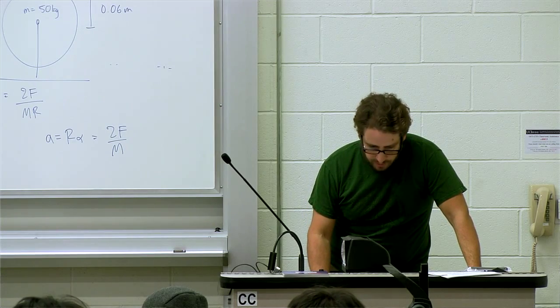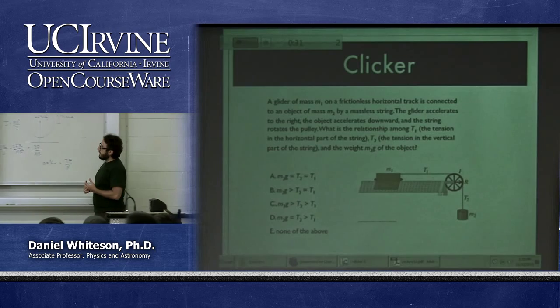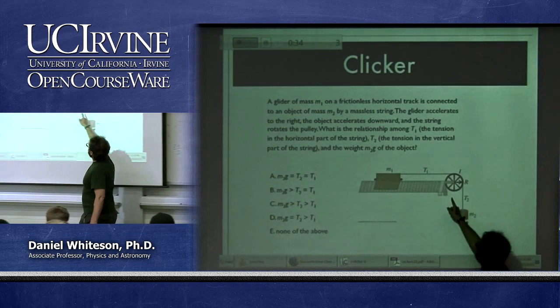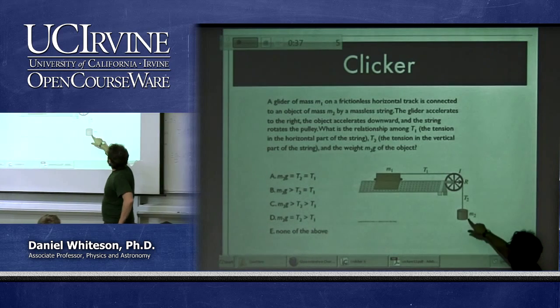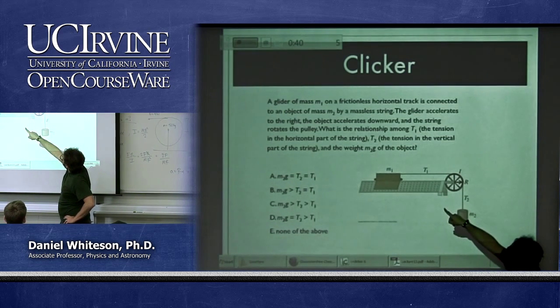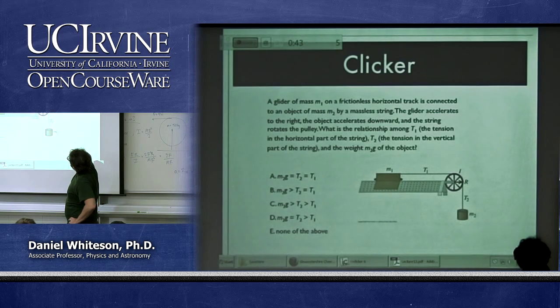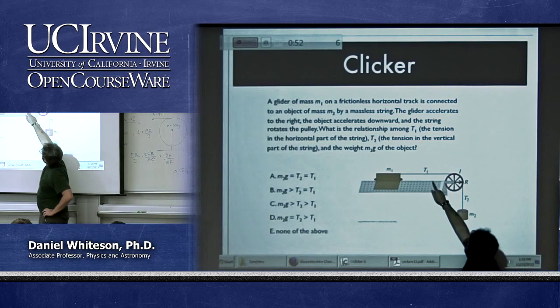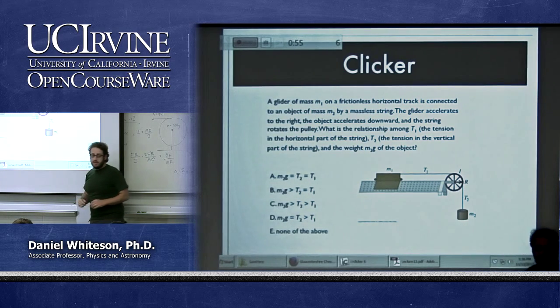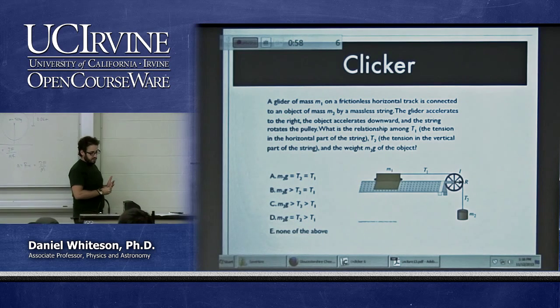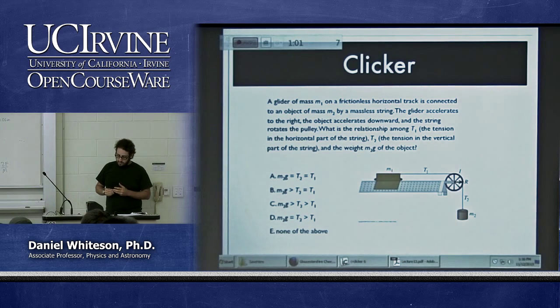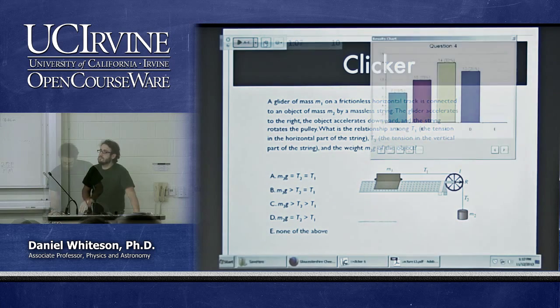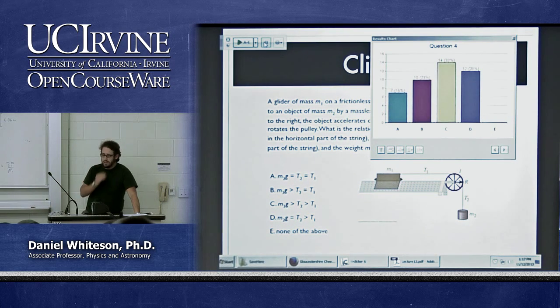Okay, let's do some thought experiments. So here we have a glider, mass m, on a frictionless horizontal track, connected to this object M2 by a massless string, but over this pulley. The glider accelerates to the right, the object accelerates downwards, and the string rotates the pulley. What's the relationship between this tension and this tension? And mg, which is m2g, which is the force that the hanging object would fall with if it were in free fall. Okay, so this is a tricky one. Right?